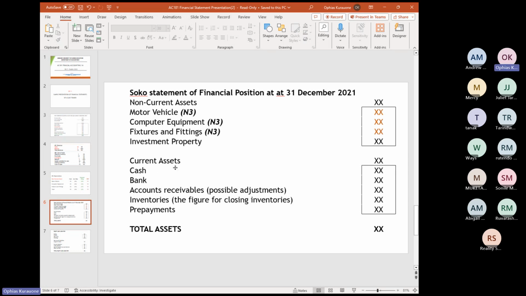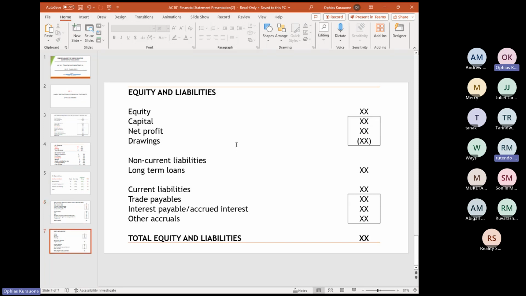Then current assets, you've got the assets which can be used anytime within the year. Cash invites fraud, corruption, and so on. That's why usually cash is supposed to be banked easily. So you've got cash, bank, account receivables. Then you've got the prepayments. Those are some of the assets.